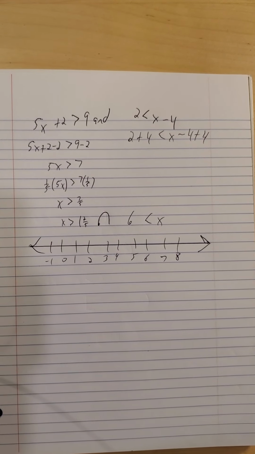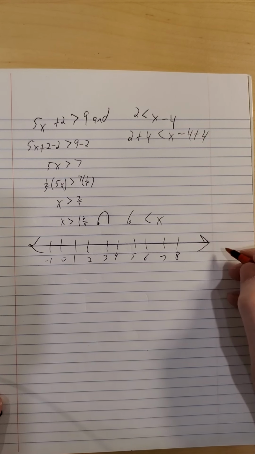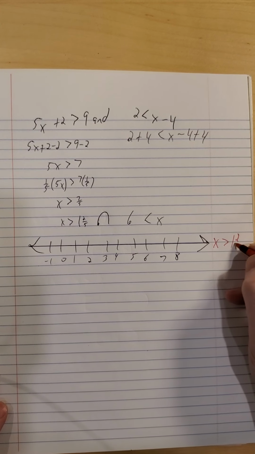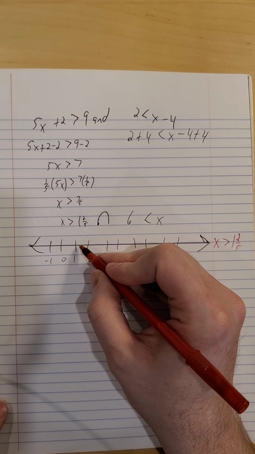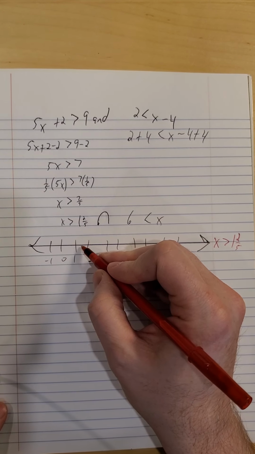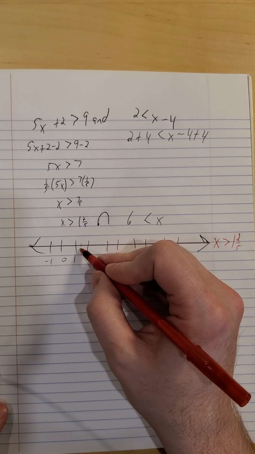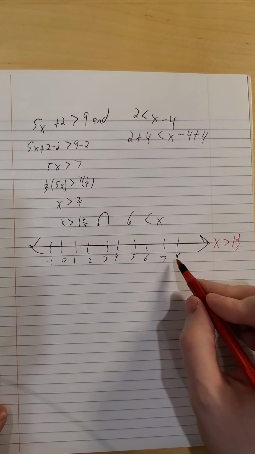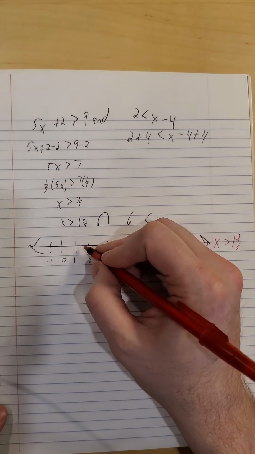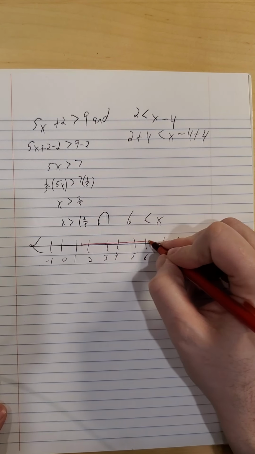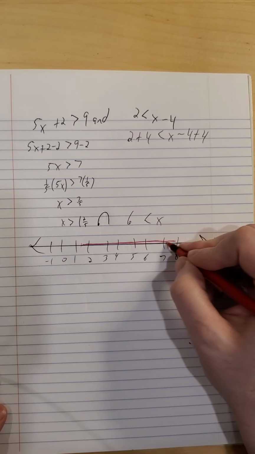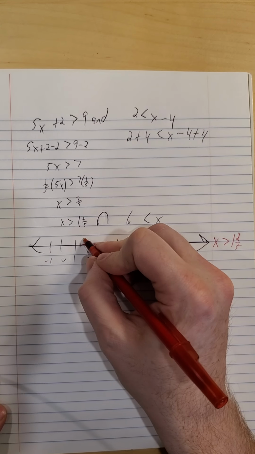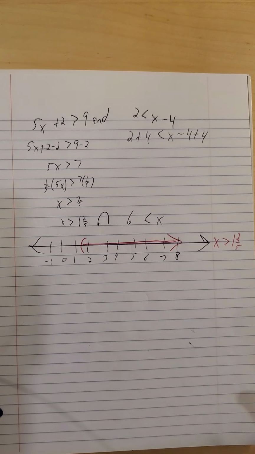Okay, so we'll start with x is greater than 1 and 2/5. So here's 1 and 2/5. 2/5 is a little less than half. So right about there. And I want x's that are greater than that. So for example, 8 is greater than 1 and 2/5. So I'll shade towards the 8. Strict inequality, so we'll get a parenthesis going there.